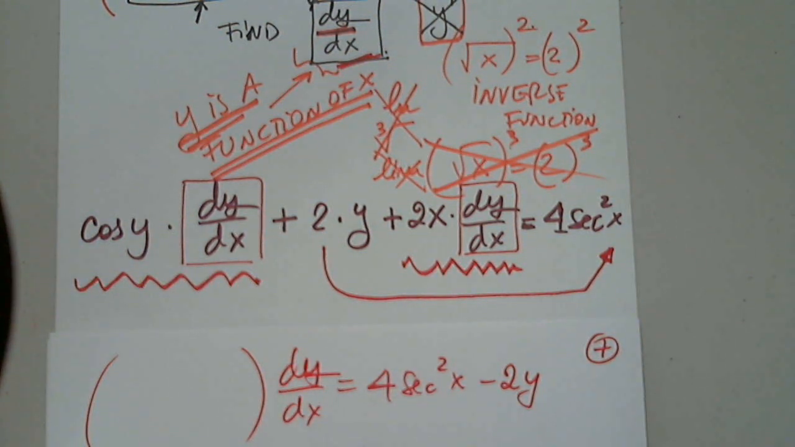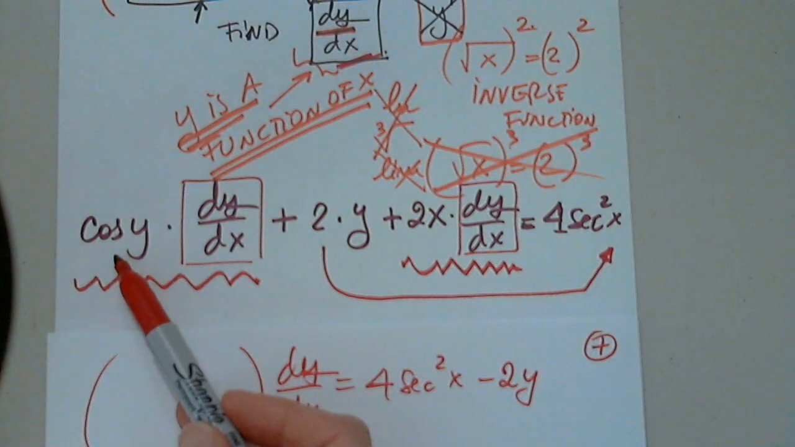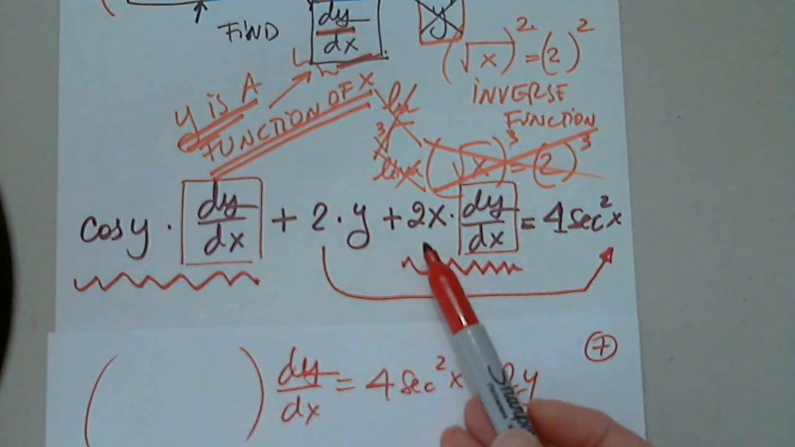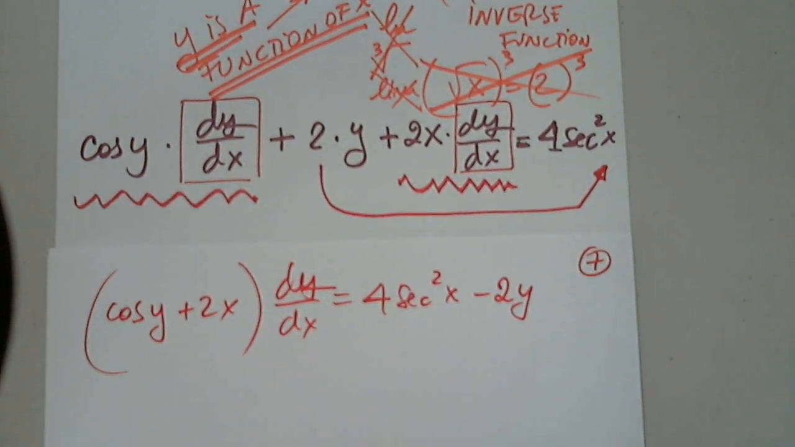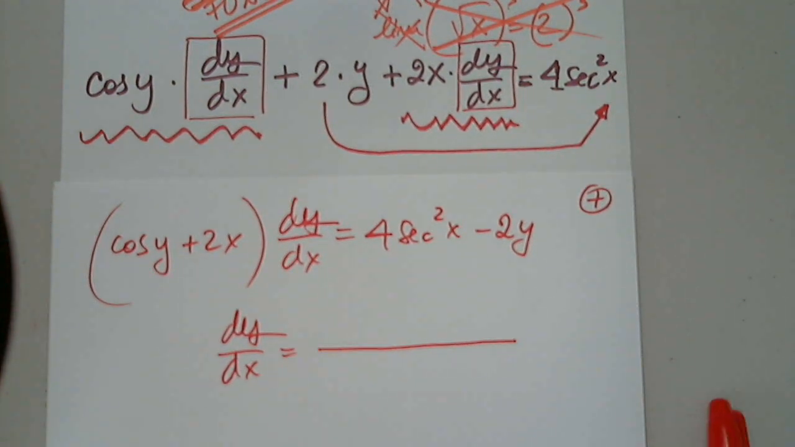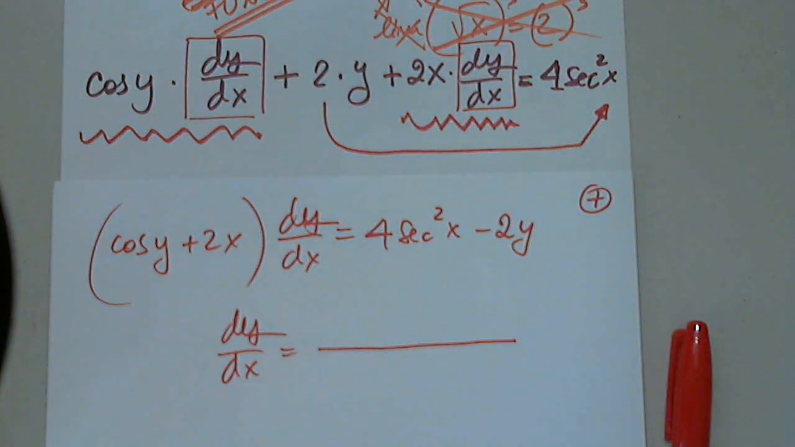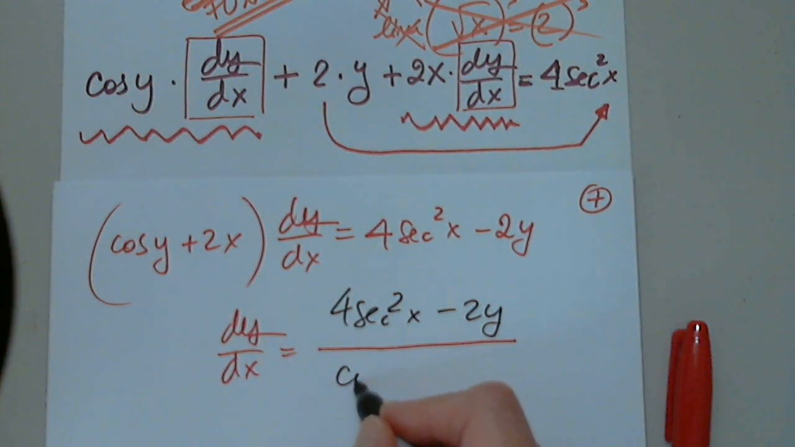Awesome. Who was that? That was me. Thank you. So cosine y plus 2x, or cosine y plus 2x, it doesn't matter. At this point, we have dy over dx. Can anyone give us the final answer? We are solving for dy over dx. 4 secant squared x minus 2y over cosine y plus 2x.